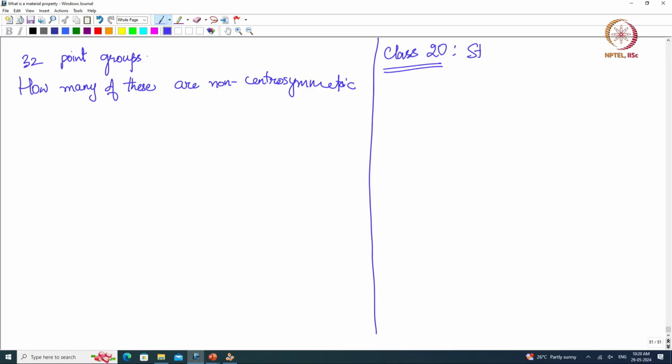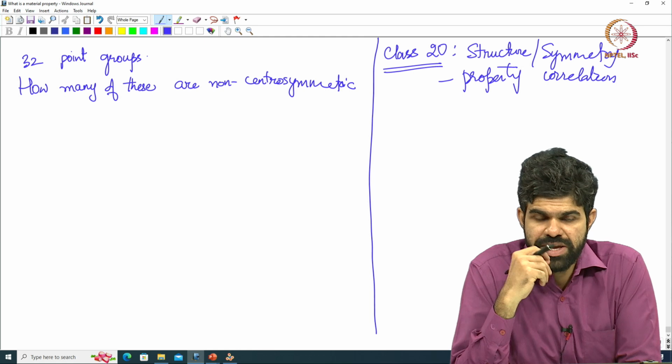Okay, so welcome to class 20. We will continue our discussion, again looking at the underlying point groups in a material and trying to understand the properties of the material. That is what leads us to what is called structure or symmetry property correlation. Today we will do it qualitatively, but once I give you a brief introduction of what space groups are, we will do this more quantitatively.